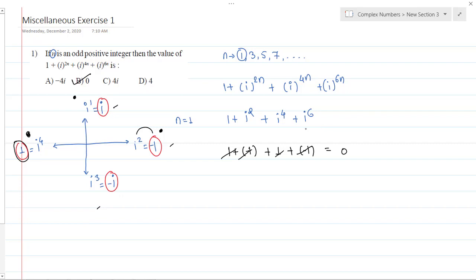You can write this i raised to 6 like this also, i square whole cube. i square is minus 1, cubed. A negative number to an odd power is what? It's minus 1 only. So you will get the same thing.